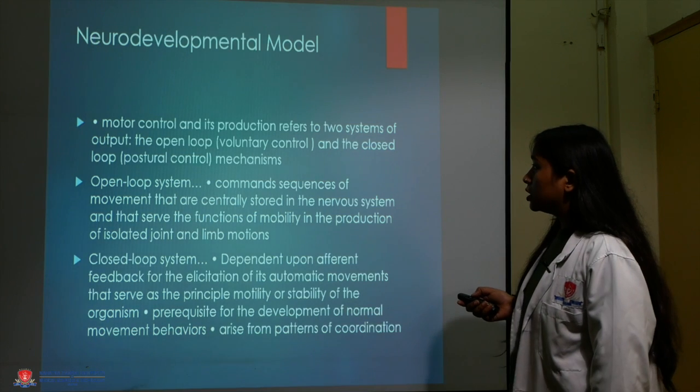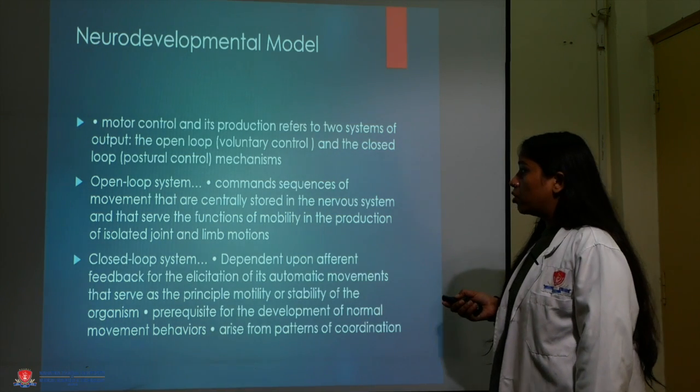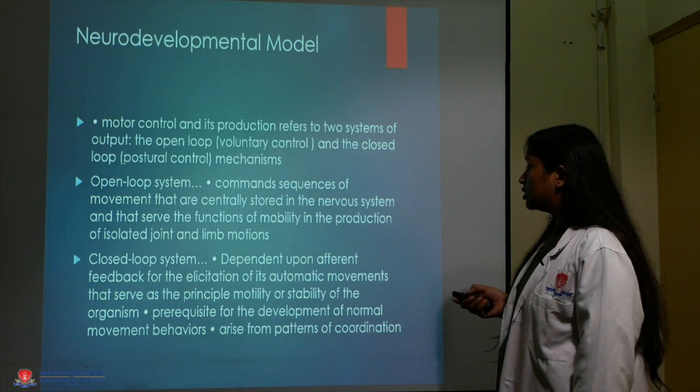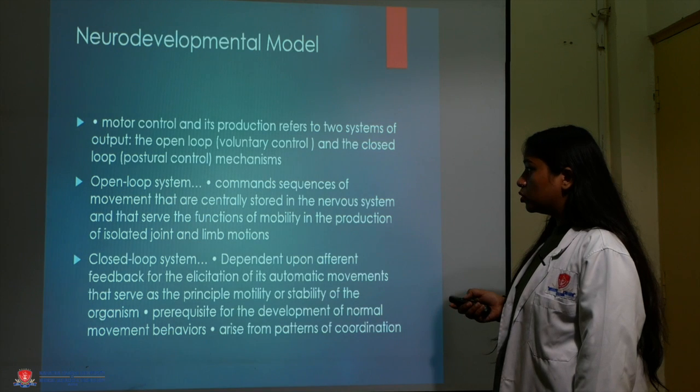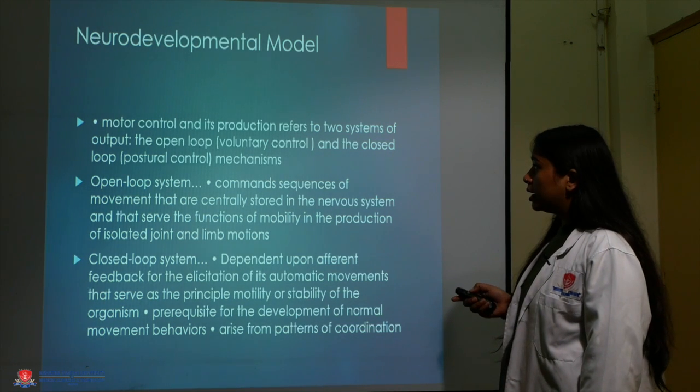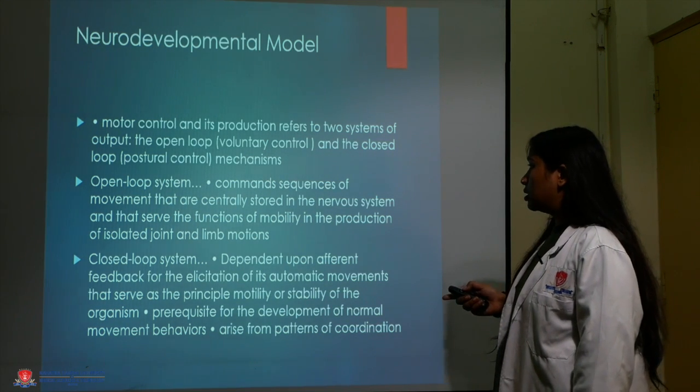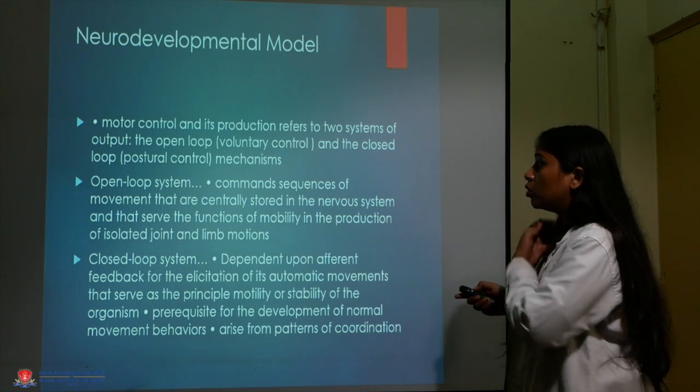So what is the neurodevelopmental model? Motor control and its production refers to two systems of output: the open loop, that is voluntary control, and the closed loop, that is the postural control mechanism. So it includes voluntary control and postural control.